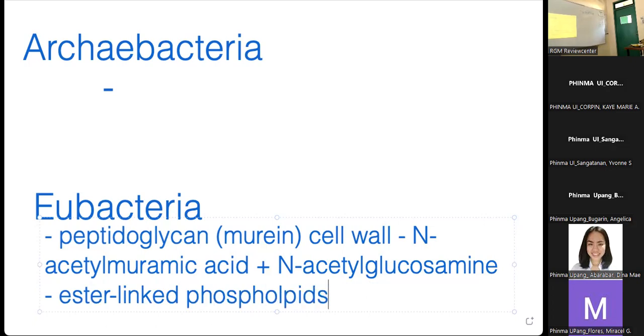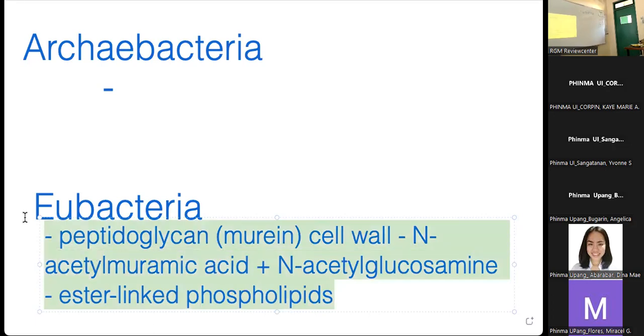And so, ester-linked phospholipids. Ayan. Alright. Yan yung characteristics ng inyong bacteria. Now, for archaebacteria, it's quite different.